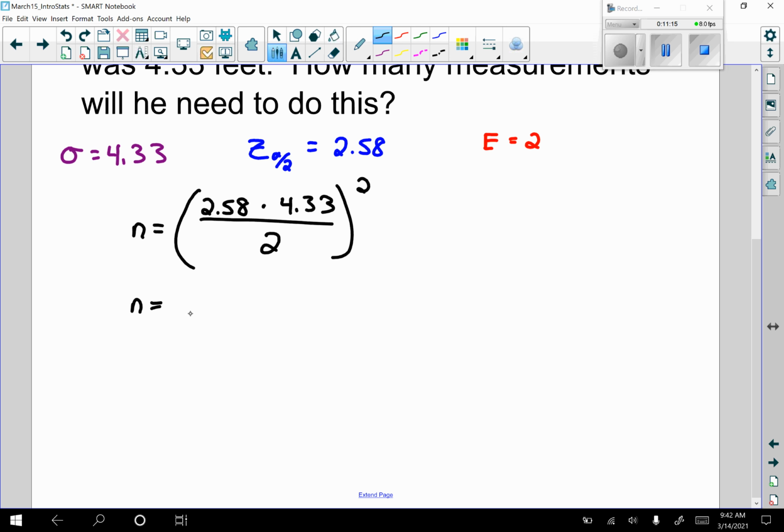All right, so you should be getting a 31.2, which means our sample size should be 32. Always round up.